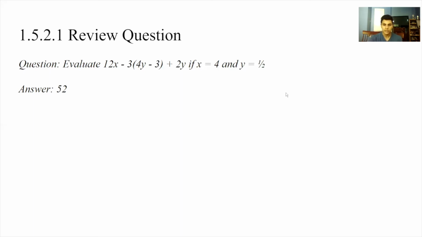So let me write out my expression here. So I have 12x minus 3 times (4y minus 3) plus 2y. The first thing that I see in this expression that I need to simplify is this right here. I have something that I can use the distributive property on. I have an expression inside of parentheses, which is 4y minus 3, being multiplied by a number outside of the parentheses, which is just a -3.